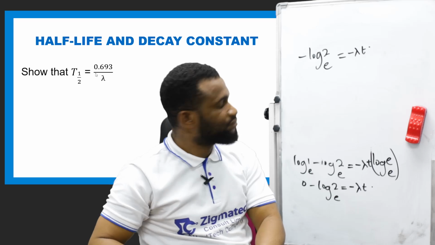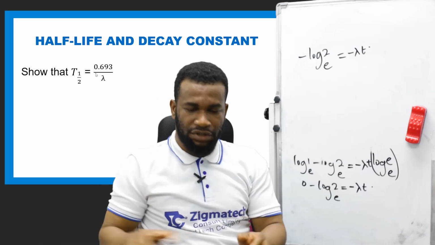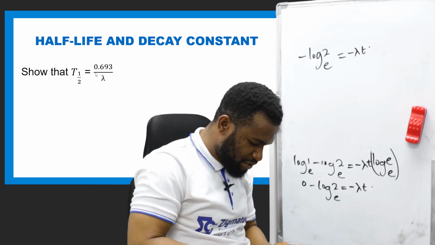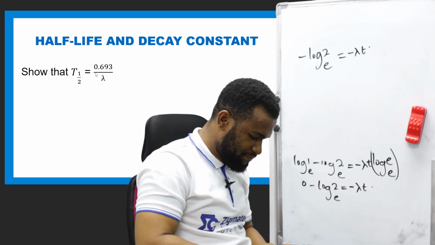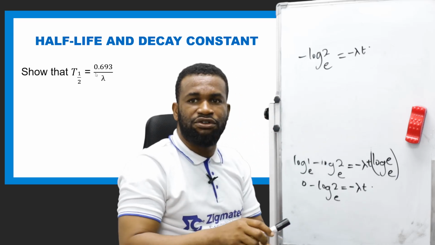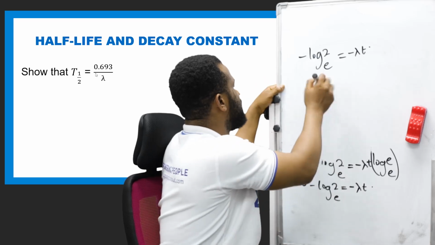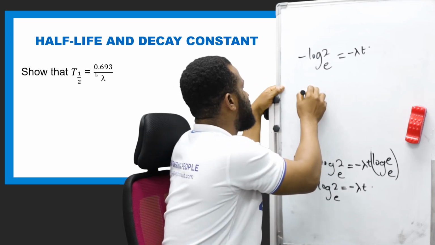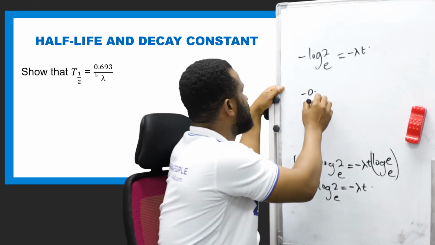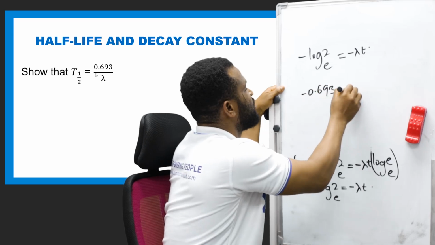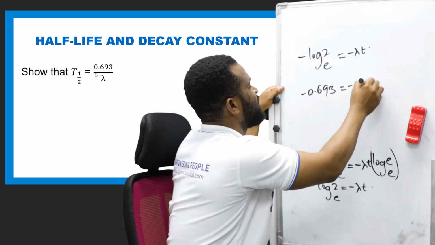So let's find what this is, right? I'm using the calculator to find what that is. Okay, so this is going to be minus 0.693, which is going to be minus lambda t.